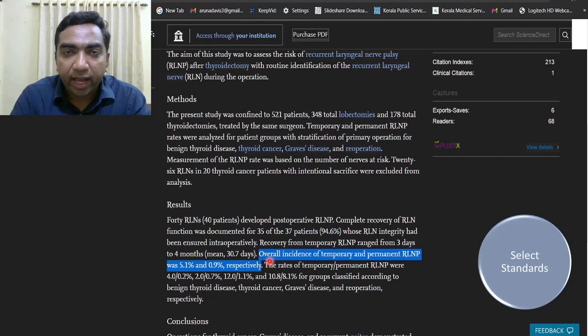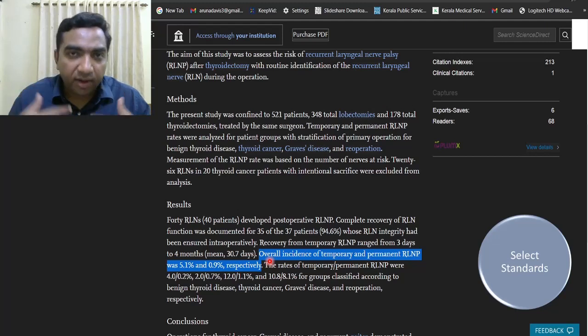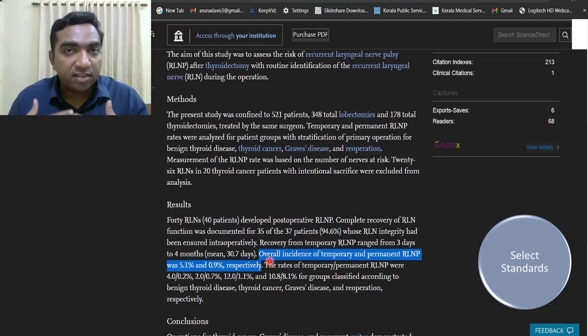So I have to search multiple papers like this and get an idea about the international standards regarding recurrent laryngeal nerve palsy. Then when we compare it with our recurrent laryngeal nerve palsy injury rate in thyroidectomy, we know where we stand actually. That is selecting the standards based on evidence-based international criteria.